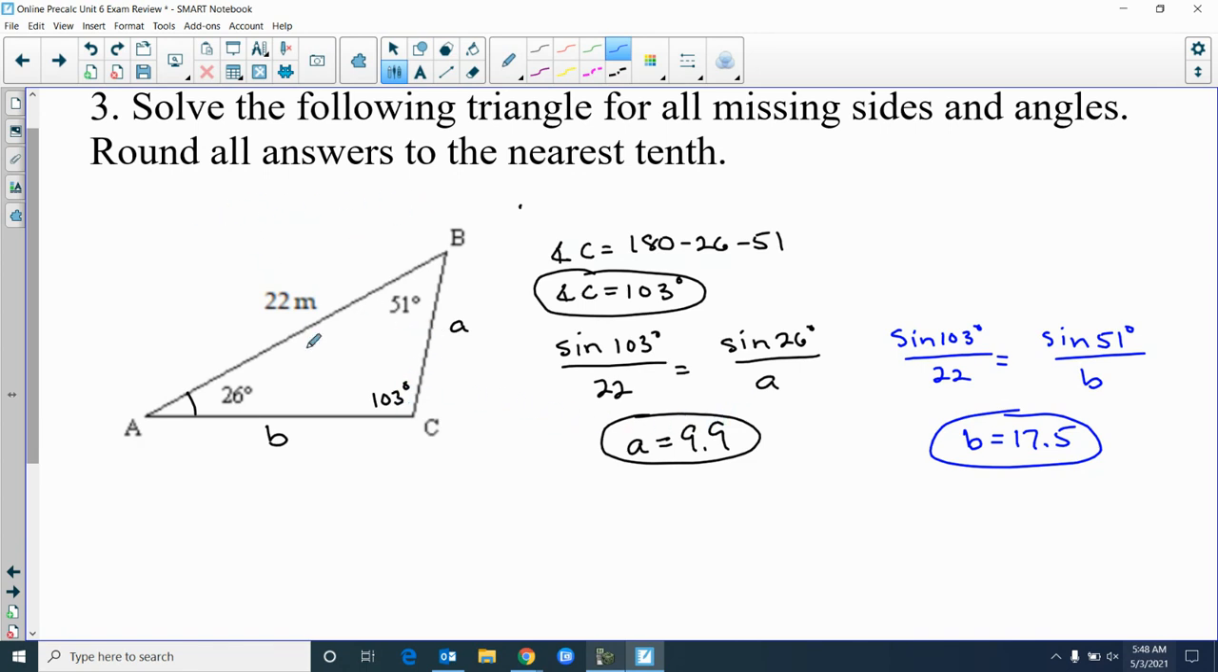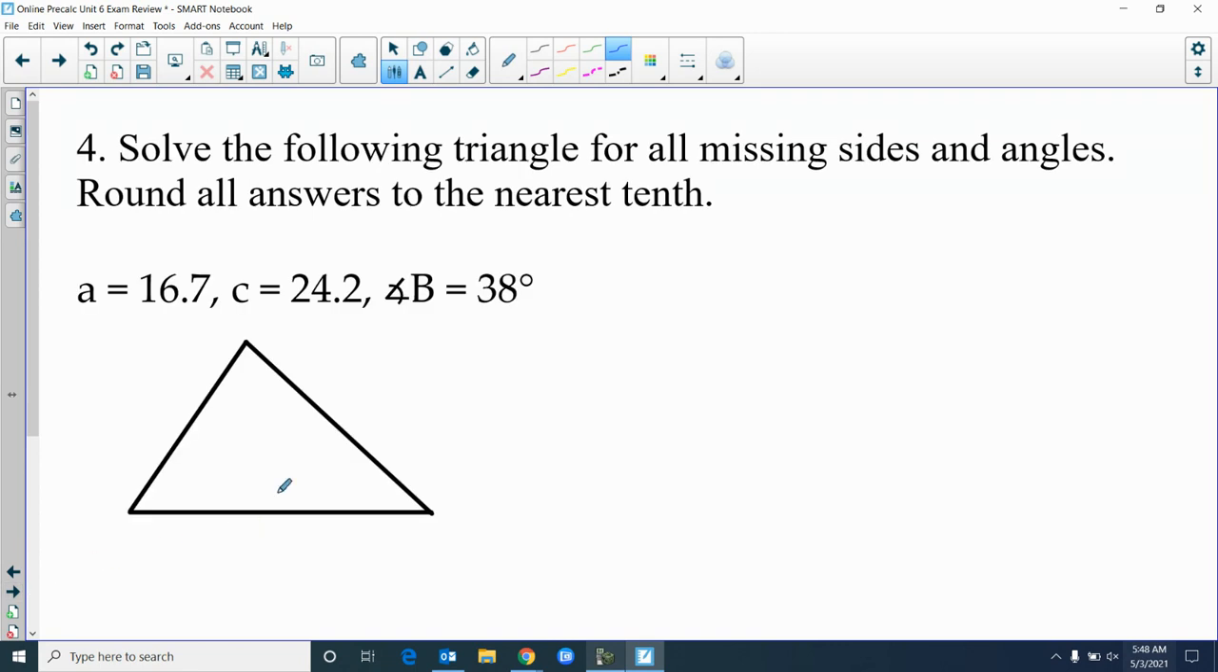Okay, so that's number 3. That one uses the law of sines. All right, let's take a look at number 4. They just give you the measurements. You got to draw the figure out. They give me 2 sides and 1 angle. So potentially this could be a side-side angle. So until we look at it, we don't know.